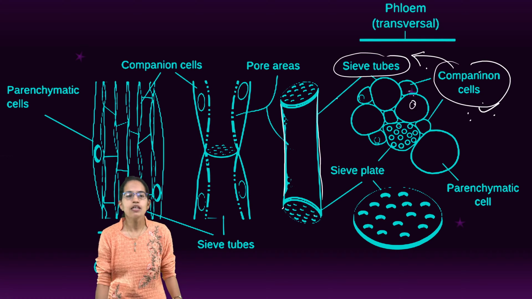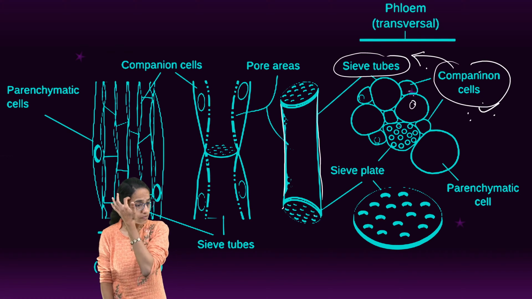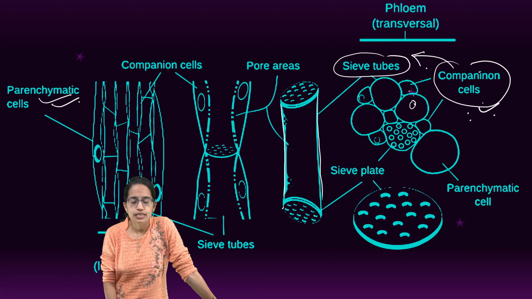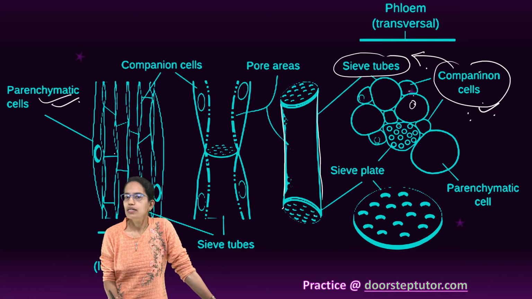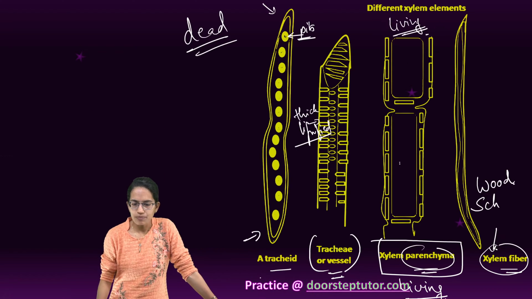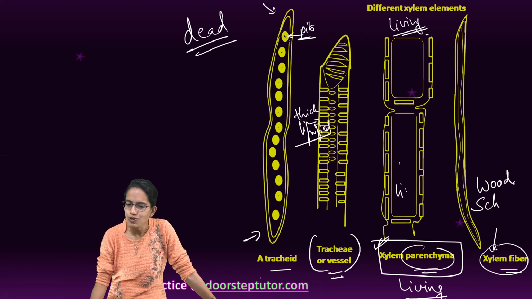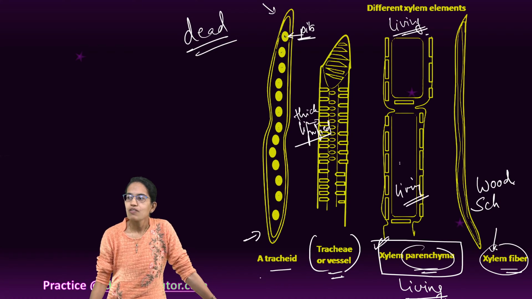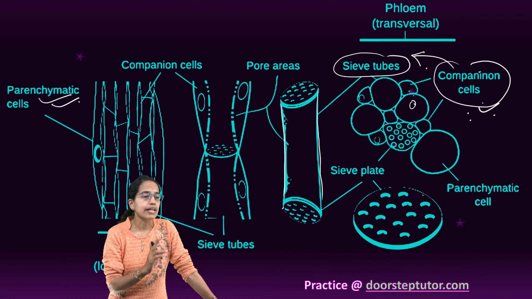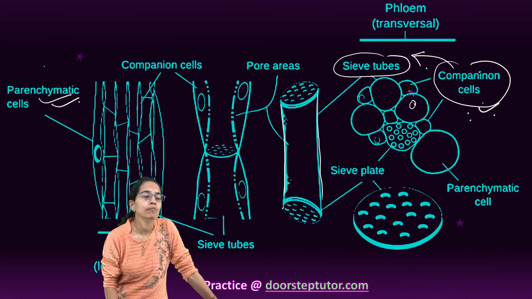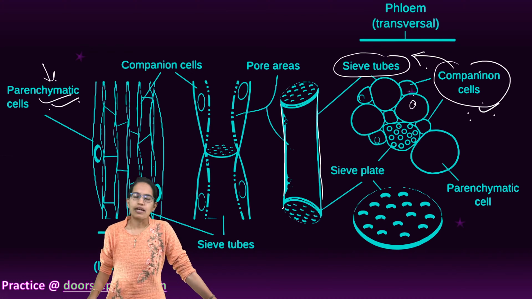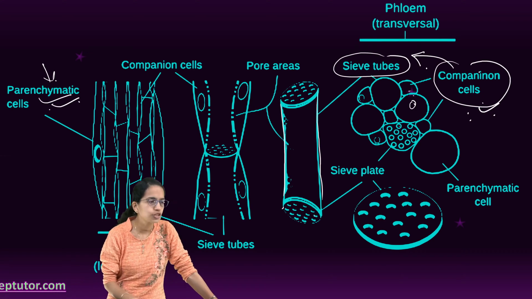The next is phloem parenchyma. Now, as you can see here are the parenchymatic cells. So, phloem parenchyma is living. Very, very important. If we go back, we remember xylem parenchyma was also living, with exception to all which were dead. Similarly, phloem parenchyma is also living. The idea of phloem parenchyma is again, it is a parenchymatic tissue. So what would it do?